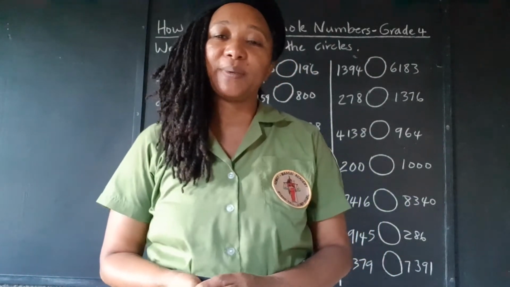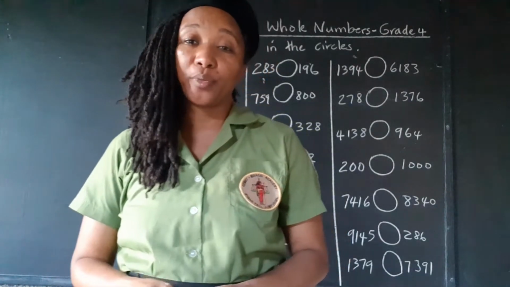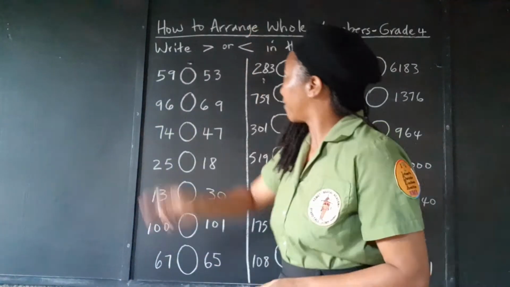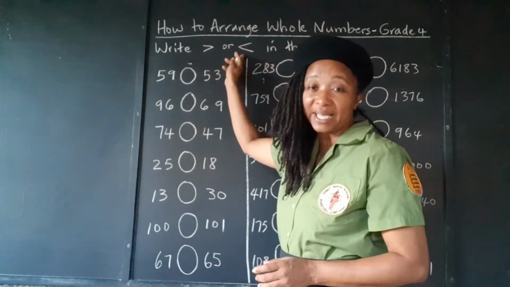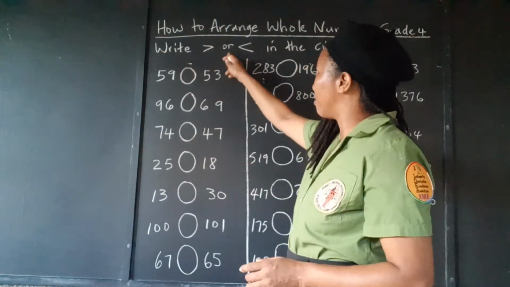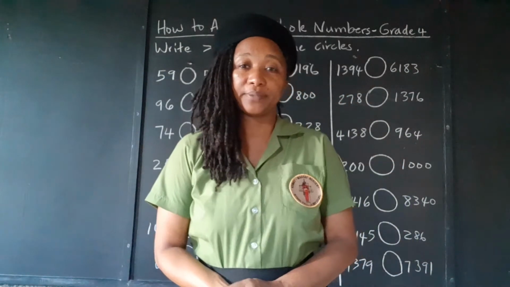This morning we're going to be looking at comparing whole numbers. How do we decide which number is bigger than the other? And we're going to use our greater than sign and our less than sign to put in the circle. So it says write greater than or less than in the circles. We're comparing the whole numbers.